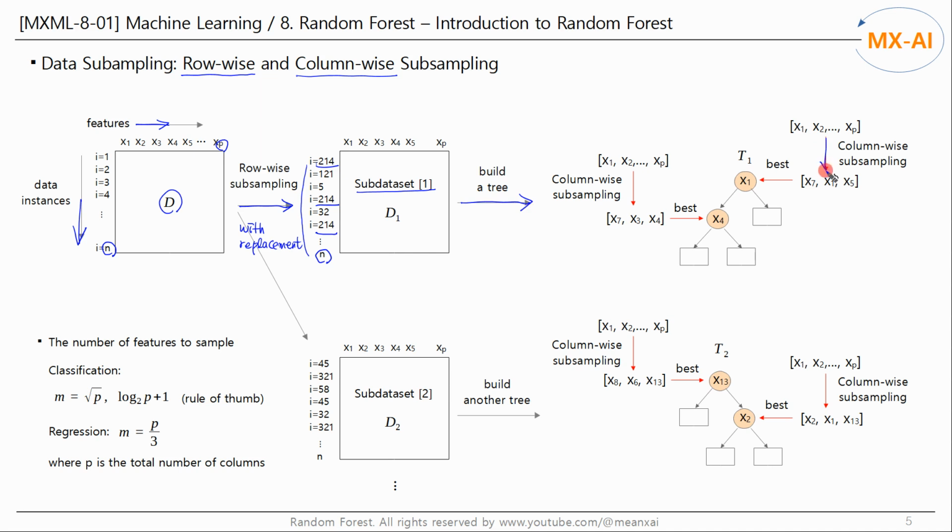Before splitting a node, we randomly sample a subset of features from the full set of p features without replacement. This is the feature sampling process. The number of selected features is determined using the following formula. These are empirically validated default values commonly used in random forest. For classification problems, the square root of p is commonly used.